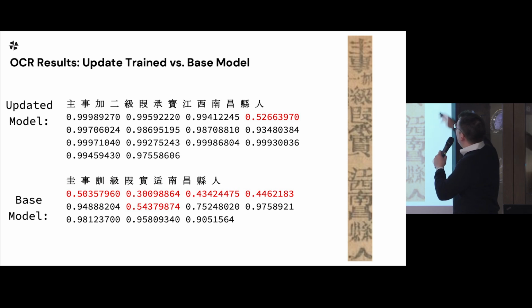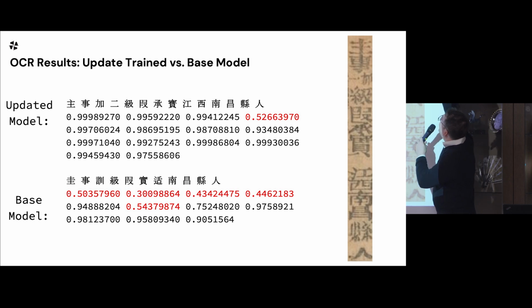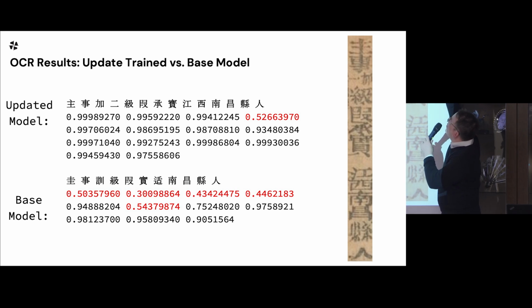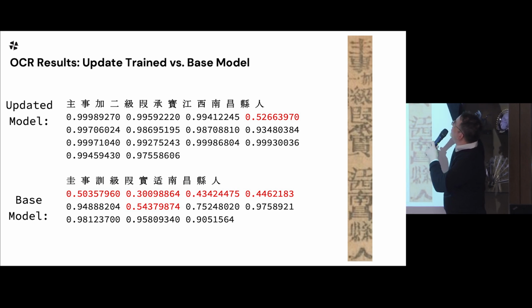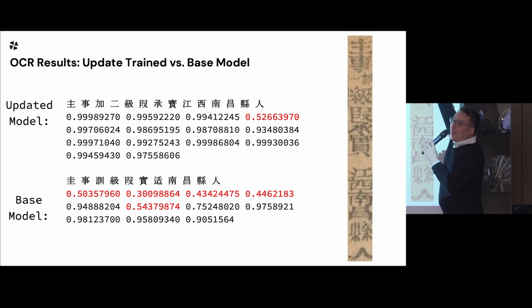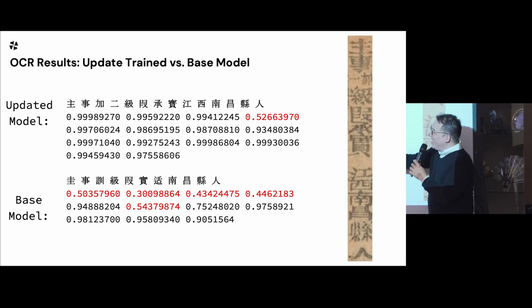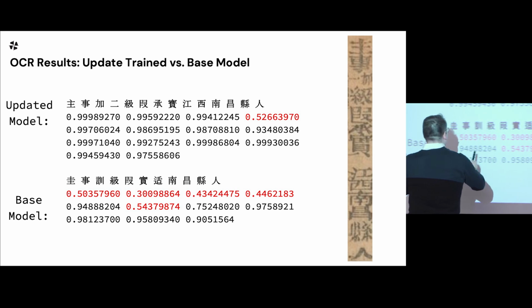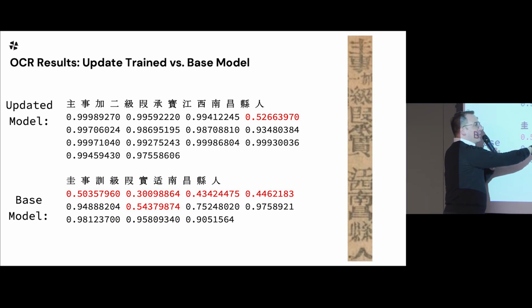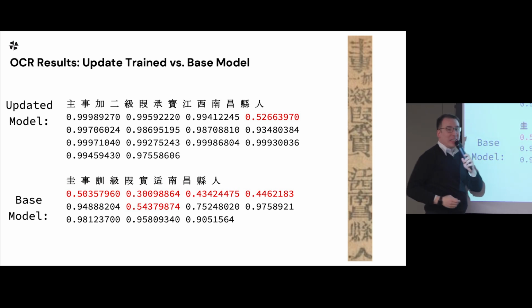And what's interesting about this is it's actually this part. So do you notice that it's 主是加一级? So you see there's a mini column there too, right? In this case, the base model didn't even know there was a mini column. It just goes from what it thinks is 主是 and then 训 and then 级. So it actually misses one character.